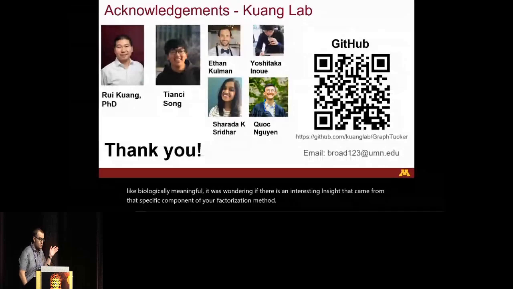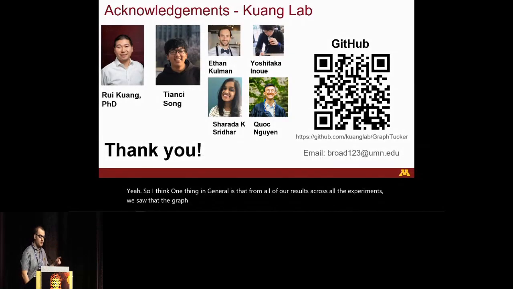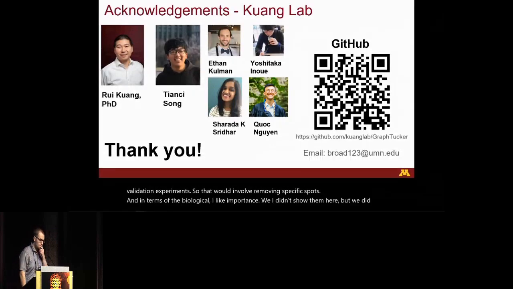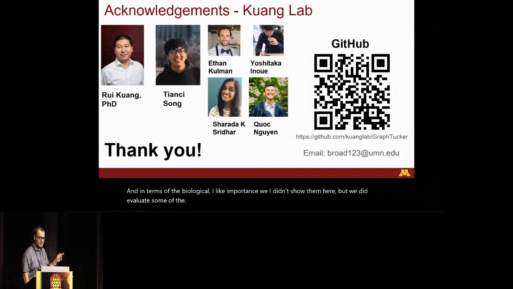Yeah, so one thing in general is that from all of our results across all the experiments, we saw that the graph regularization was helping both in the imputation in our cross-validation experiments, which would involve removing specific spots. And in terms of the biological importance, I didn't show them here, but we did evaluate some of the marker genes for these corresponding spatial components and some of the matched regions in the human brain tissue. And we saw that these marker genes, when run with the graph regularization, were being highly ranked, as we should expect.